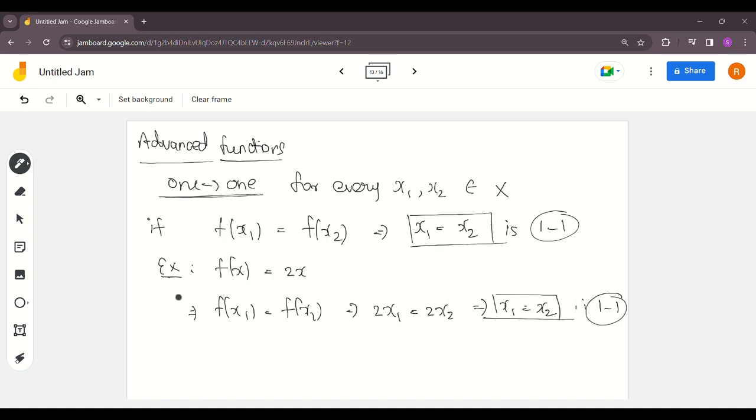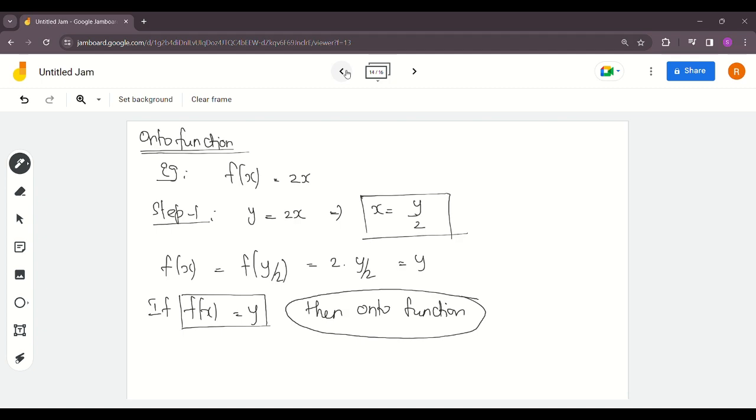I have given an example also, f of x equal to 2x. So let this be a function. We are assuming that f of x1 equal to f of x2. So that means 2x1 equal to 2x2. From here, 2 and 2 will get cancelled, which implies x1 equal to x2. So this condition is already satisfied and hence it is a 1 to 1 function. So this is how 1 to 1 function has to be solved.